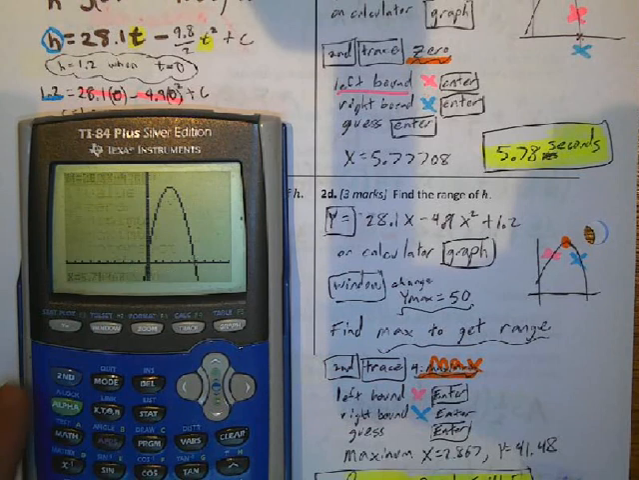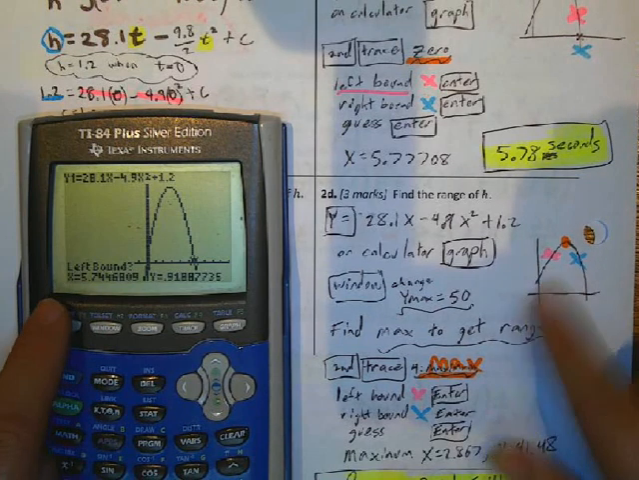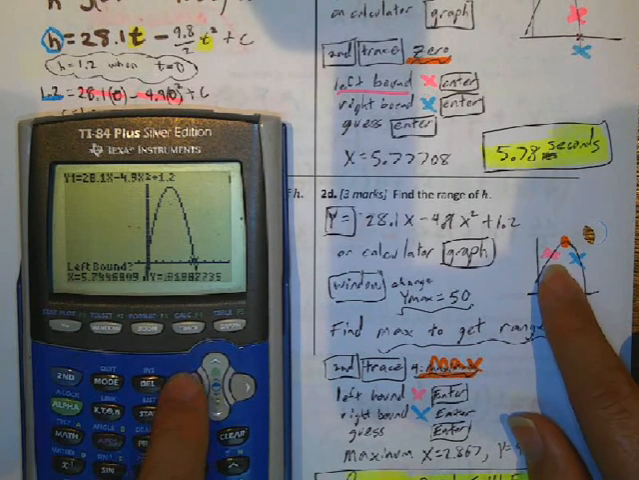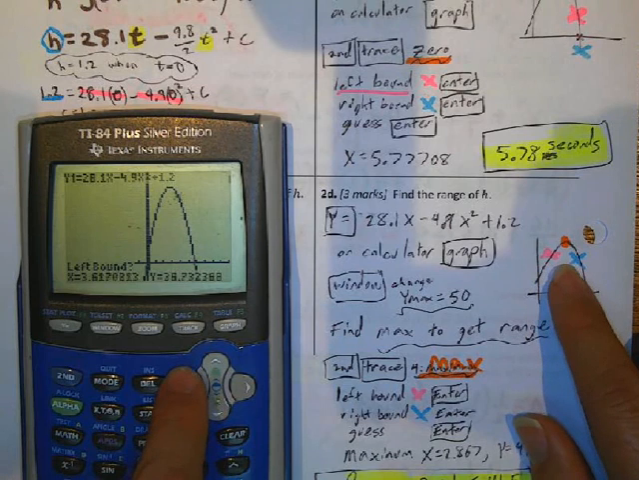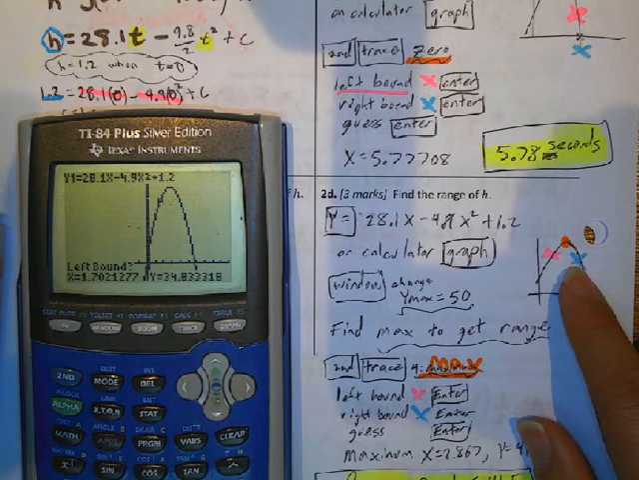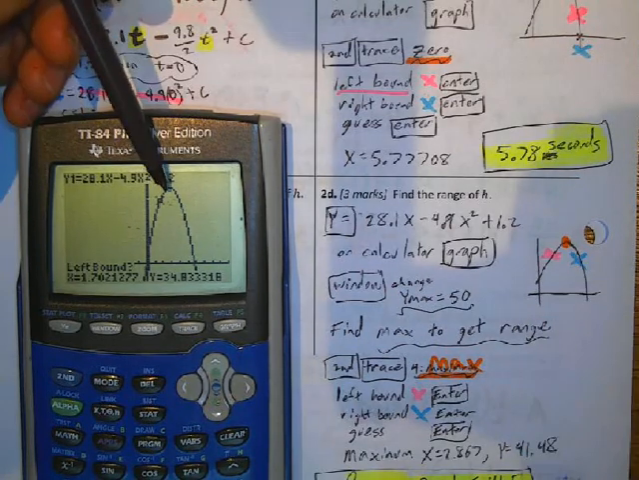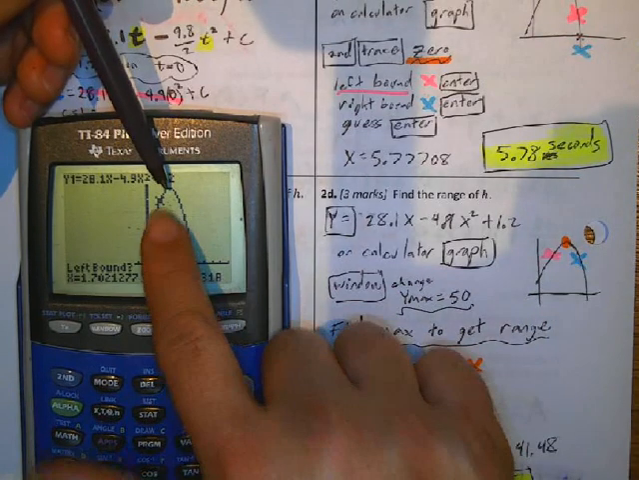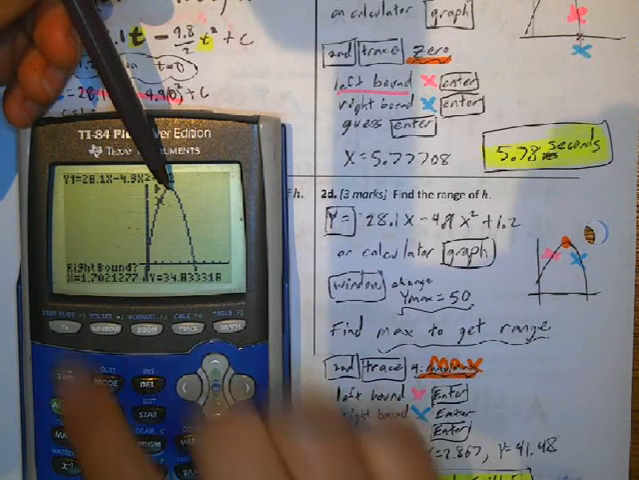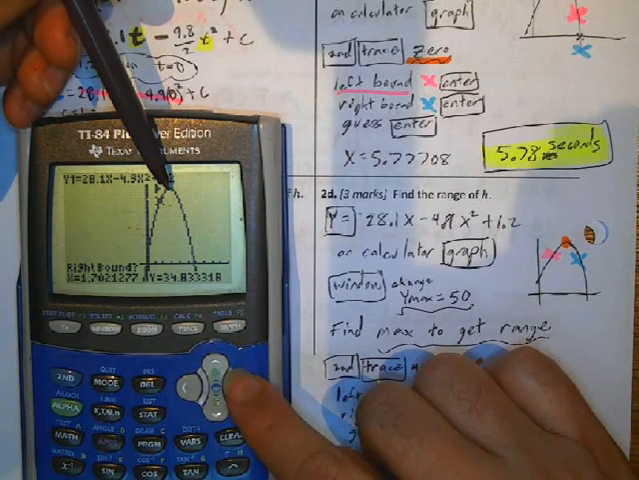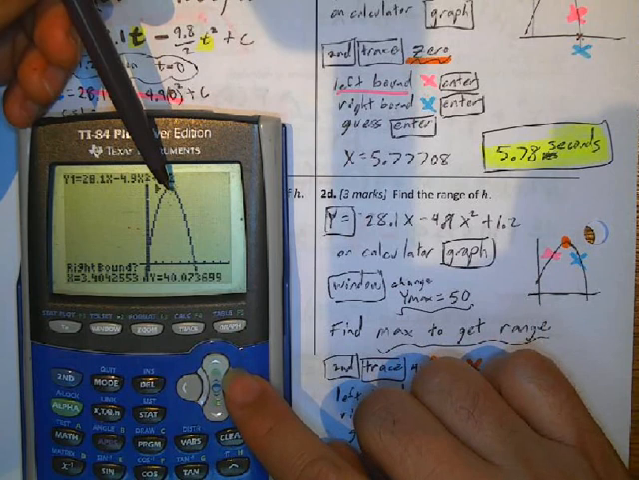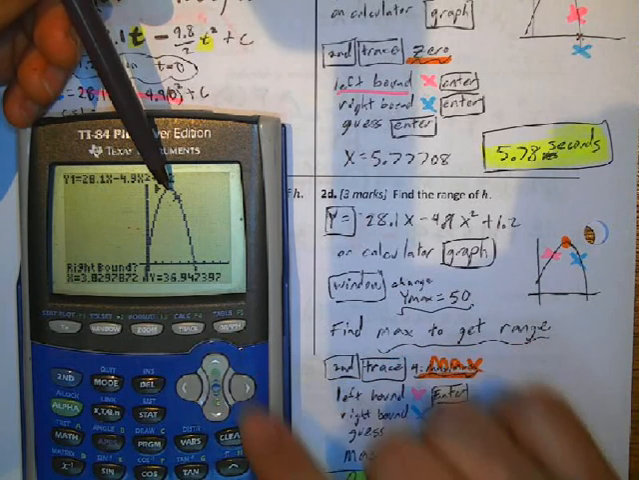And then left bound, I'm going to go to the left of the orange dot. So I need to hit this left arrow to get the left side of the peak. Okay, so the peak is right here where my pen is pointing. You can see my blinking X is to the left of the peak. I hit enter. Now it says right bound. I'm going to hit this right arrow until I'm on the right side of where my pen is pointing. I hit enter. It says guess.